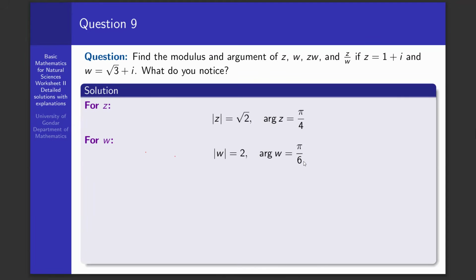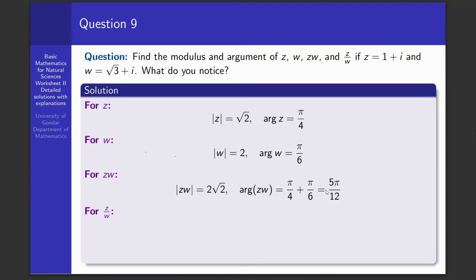And their product, that is z times w: first their norm will be 2 radical 2, which is the product of the norm of z times the norm of w. And the argument of the product of two complex numbers is simply the sum of the arguments of the individual complex numbers, so that pi over 4 is the argument of z, and pi over 6 is the argument of w, so that it is just 5 pi over 12.